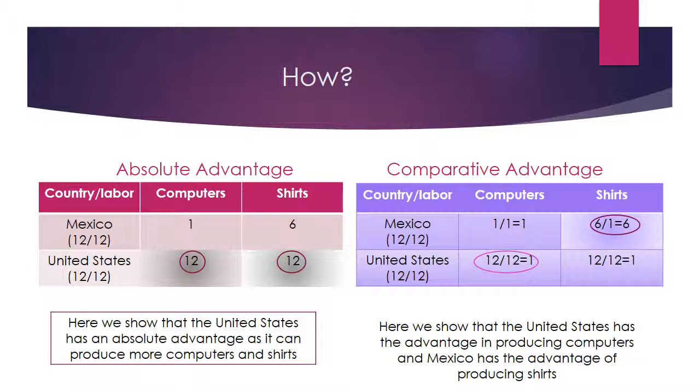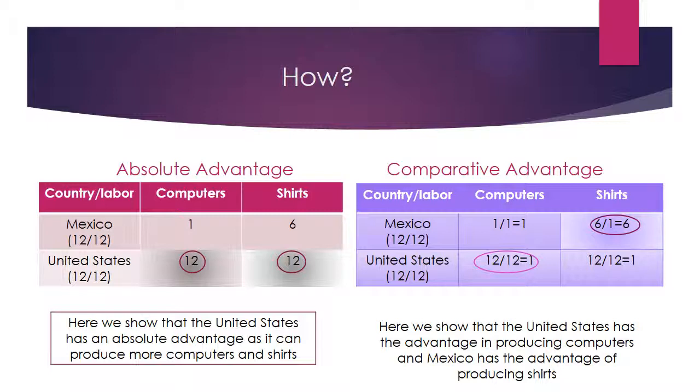On the other hand, the United States, with the same units of labor, can produce 12 computers, and they can produce 12 shirts. So this is what we call absolute advantage. You can see clearly that the United States is able to produce more units with the same units of labor. So now what we're going to do is translate absolute advantage to comparative advantage.